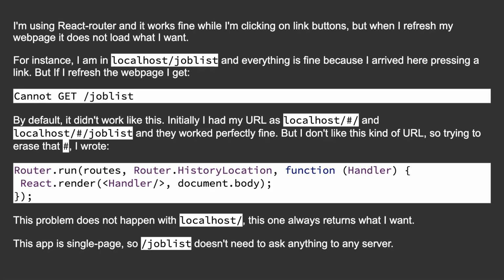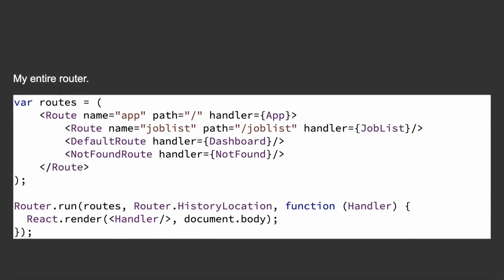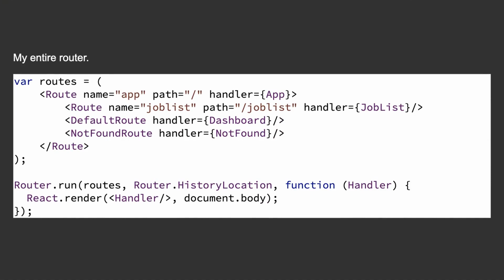This problem does not happen with localhost. This one always returns what I want. This app is single page, so joblist doesn't need to ask anything to any server. My entire router.